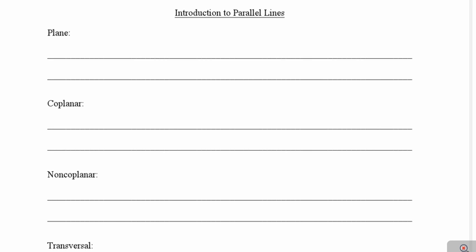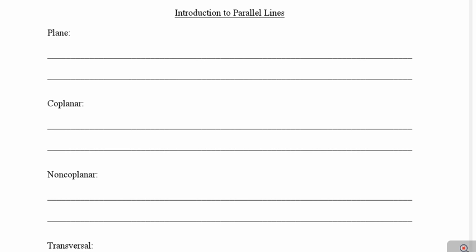In this video, we will be discussing the very basics of parallel lines and some different vocabulary words associated with parallel lines. We'll go into much more detail once we get into this next chapter, chapter 5, but just wanted to go through some of the basics, and there's going to be a lot of vocabulary that you're going to need to know in regards to parallel lines.